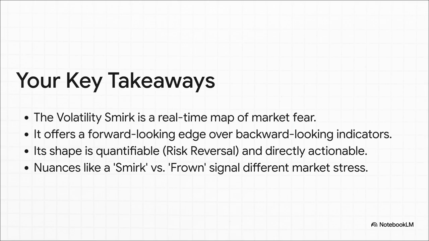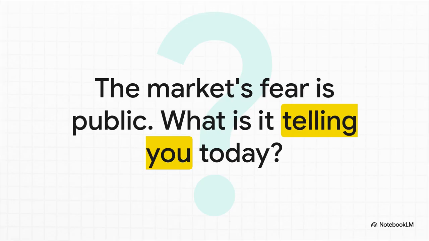The difference between a Smirk and a frown can signal totally different kinds of market stress, from a sudden panic to a deep, grinding despair. At the end of the day, the Smirk is just the market's public diary of fear, and it's written in the language of options prices. It's been hiding there in plain sight this whole time. Now you know how to read it, so the only question left is, what is it telling you today?